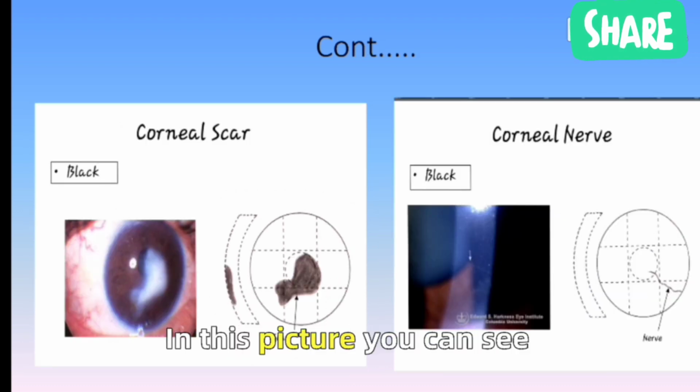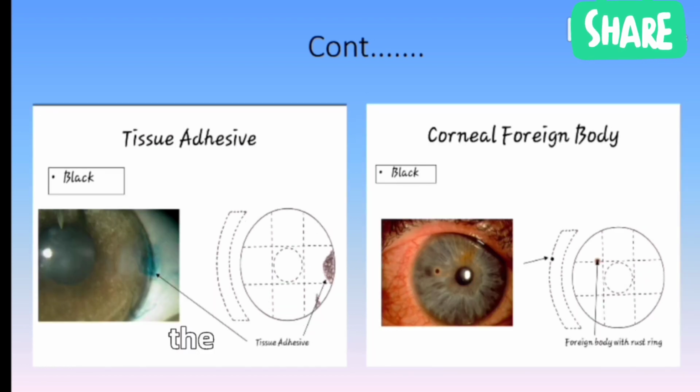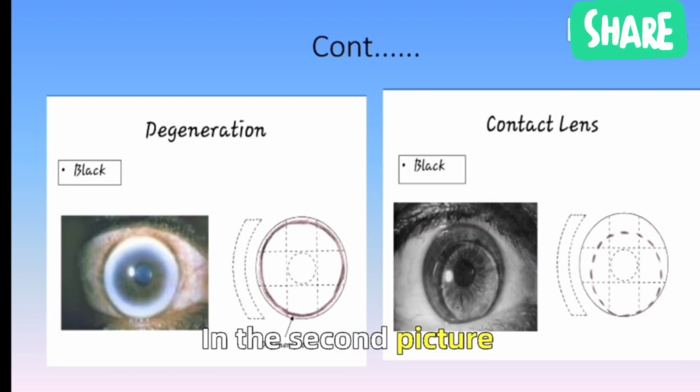In this picture you can see the central scar was documented with the help of black color, and in the second one a corneal nerve was depicted with black color. In this one the tissue adhesive is also shown with black color, and a foreign body in the second picture, corneal degeneration with black outline and the contact lens with a dotted black line.